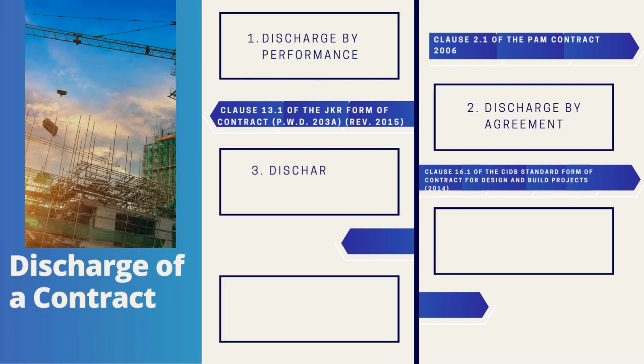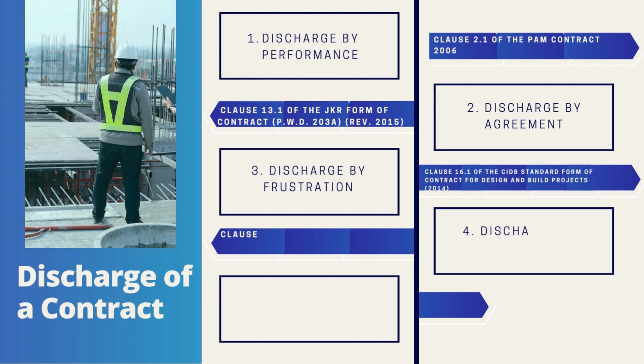Discharge by frustration occurs when unforeseeable events occur that make it impossible to perform the contract. In the construction industry, this may occur when a natural disaster, such as a flood or earthquake, makes it impossible to complete the project. For example, Clause 16.1 of the CIDB Standard Form of Contract for Design and Build Projects, 2014, states that if the works are destroyed or damaged by any cause beyond the control of the contractor, then the contract shall be deemed to be frustrated.